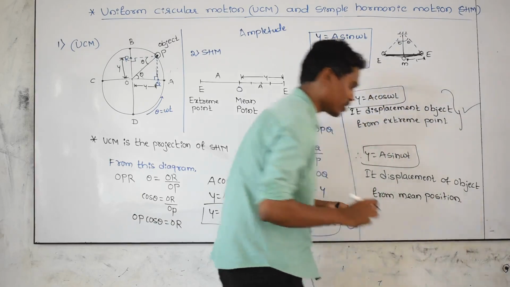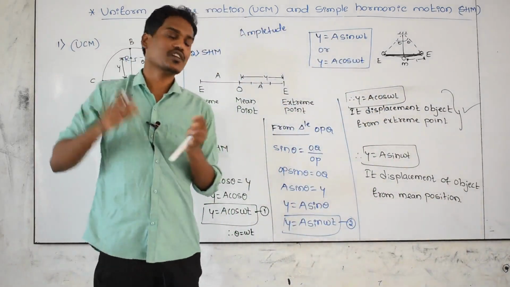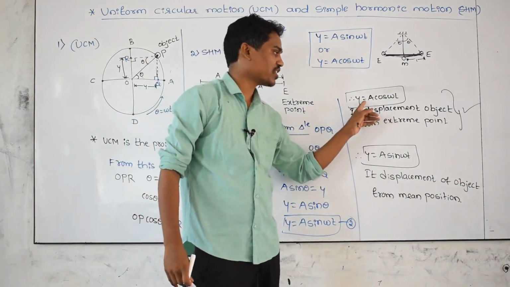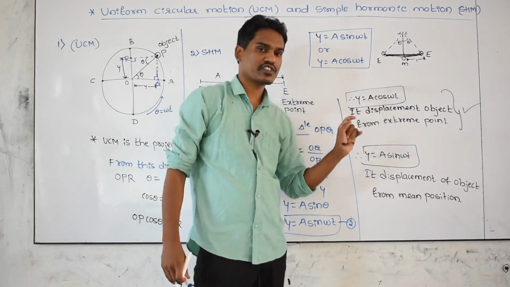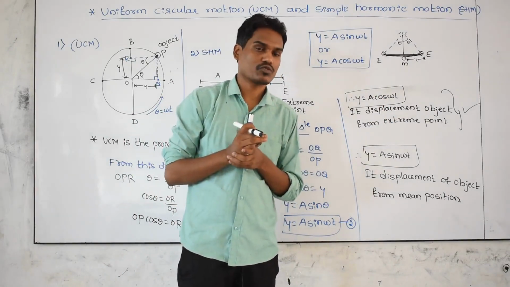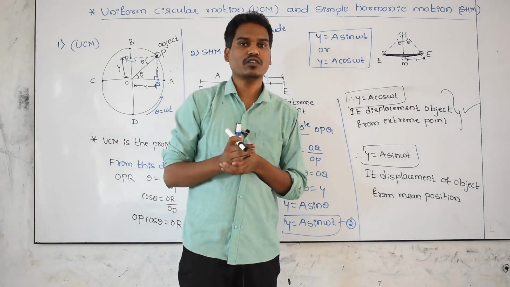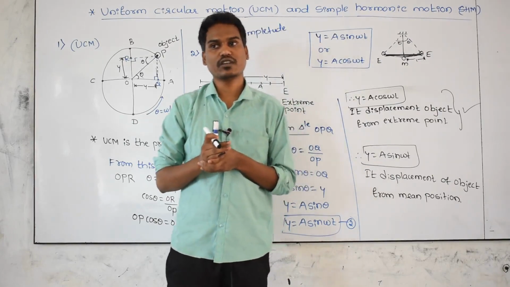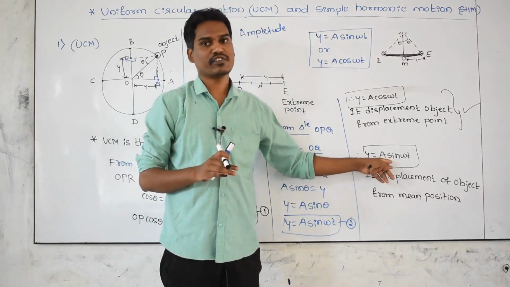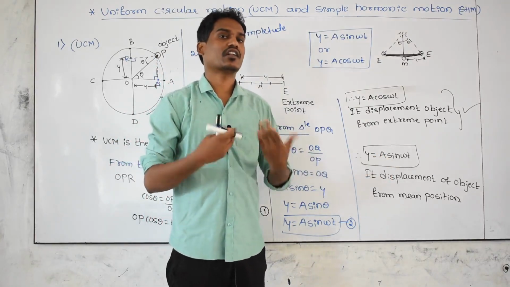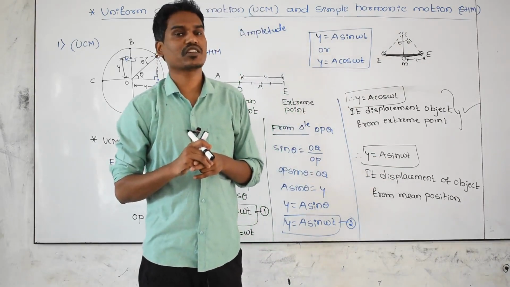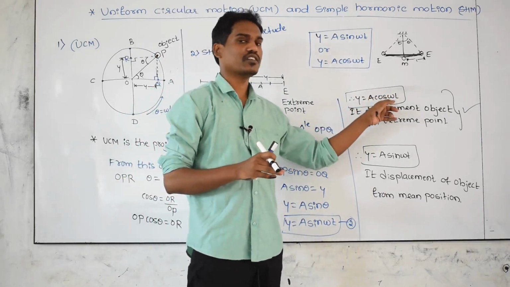If you want to find out the displacement of the object from the mean position, you use this equation. If you want to find out the displacement of the object from the extreme position, you can use this equation, but both are equations of simple harmonic motion. There is a possibility of the question: write a mathematical formula in order to find out the displacement of the object from the mean position in SHM. Then you have to write this equation as the answer. And another type of question: write a mathematical formula in order to find out the displacement of the object from the extreme position. You can write this as the answer.